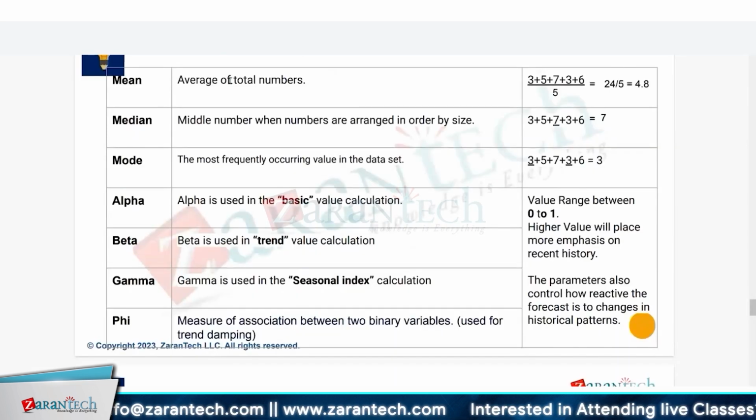Mean is basically the average of total numbers. Although in technical terms it has a different meaning, mean is basically an average of total numbers. So for example, if your forecast numbers are 3, 5, 7, 3, 6, then the total is 24, divided by 5 numbers, that is 24 by 5. So for this set of numbers, the mean is 4.8. If you select the mean, it will divide by 5 and give you 4.8.